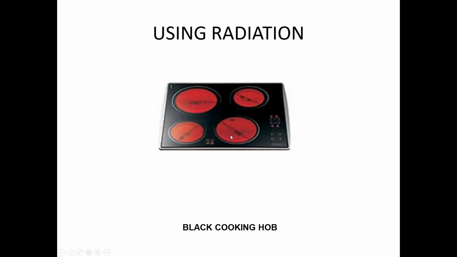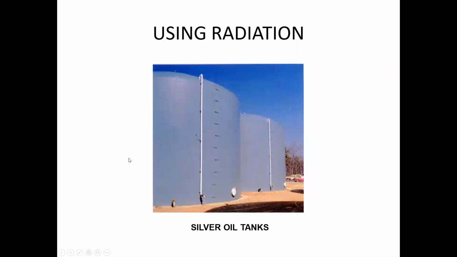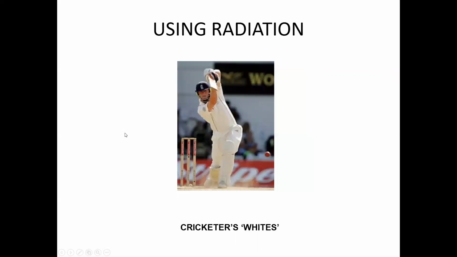Often cooking hobs use thermal radiation to actually heat up pans. People who need to store oil: oil is obviously very flammable. So one of the ways of stopping the oil from getting too hot and possibly catching fire is to make sure the tanks they're stored in are a nice light colour like silver.